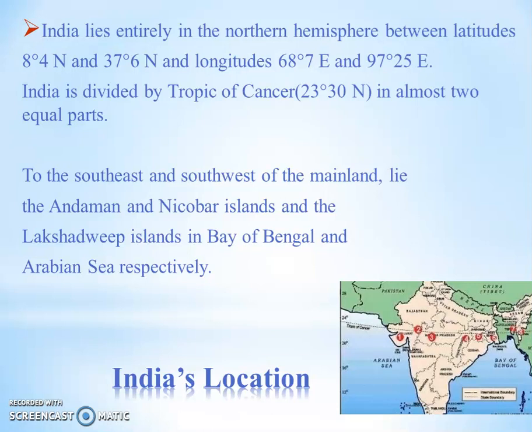Yes, students. And to the south, east, and southwest of the mainland lie the Andaman and Nicobar Islands and the Lakshadweep Island in the Bay of Bengal and Arabian Sea, respectively. Yes, we do have Andaman and Nicobar Island groups in the southeast and southwest, and we have Bay of Bengal and Arabian Sea also. Bay of Bengal lies in the eastern part of the country and Arabian Sea lies in the western part of the country.